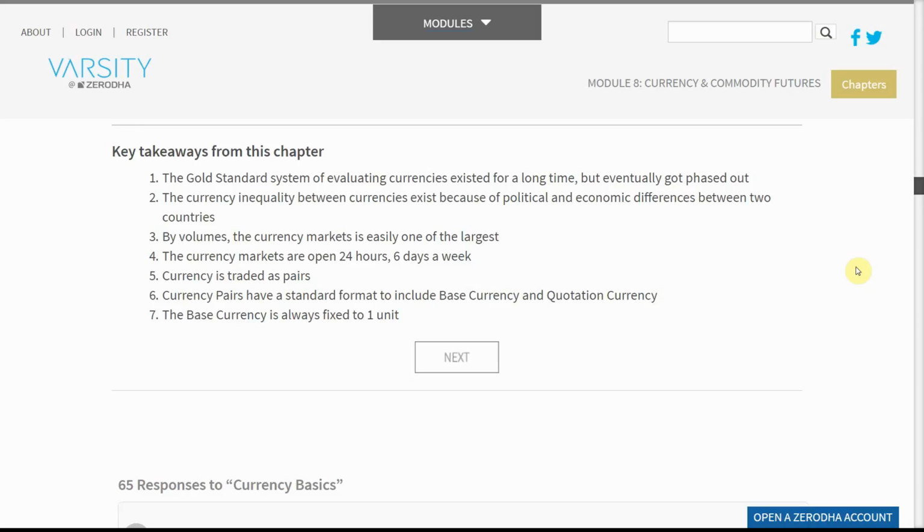Currency is traded as pairs. Currency pairs have a standard format to include base currency and quotation currency. The base currency is always fixed to 1 unit.